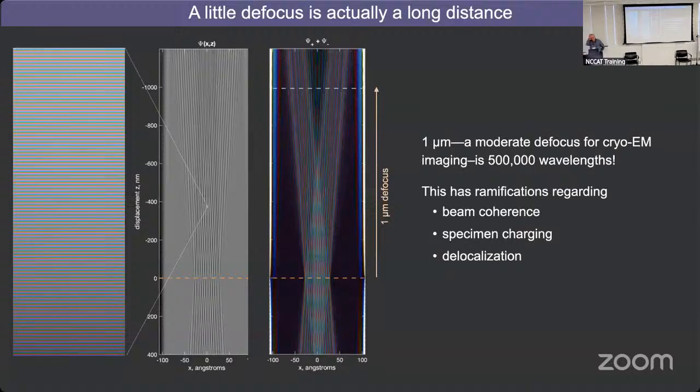All right, so I was mentioning how many wavelengths we're talking about. I mean, 1 micron of defocus is a whole lot of wavelengths. It's 500,000 wavelengths away from the specimen. And when we're focusing that far away, there are things that you have to worry about. So one is, in effect, here's the specimen, and here's where I'm focusing. And I'm basically taking an image of a diffraction pattern way up here.